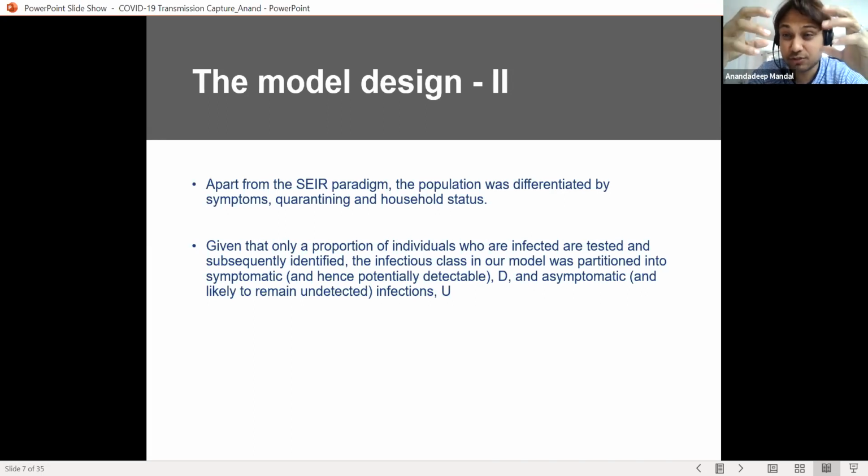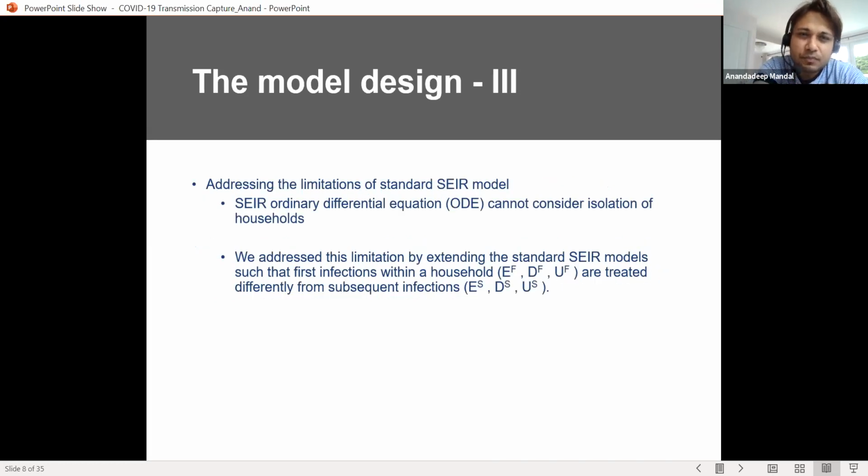So some of the infections were detectable. Some of the infections were not detectable. So we had to take that into consideration. Some of them were symptomatic, so the symptoms were very much there, and some of them did not have the symptoms. So we also had to take that into consideration.